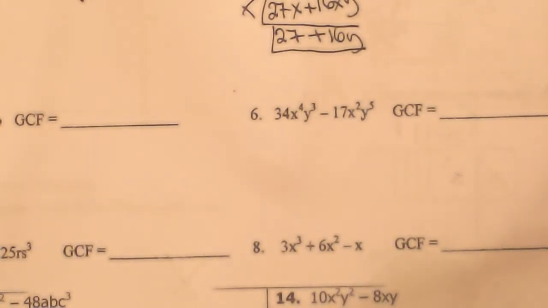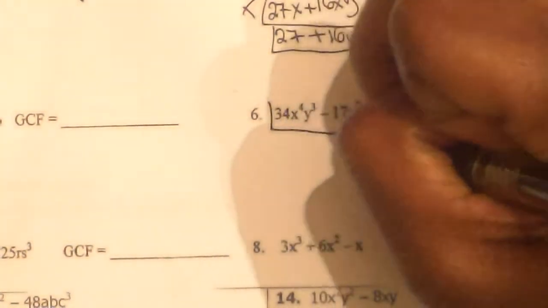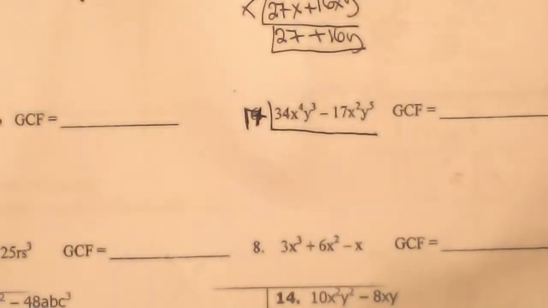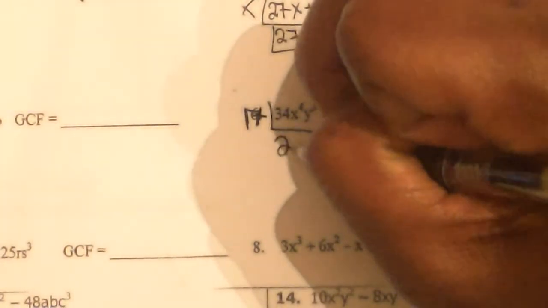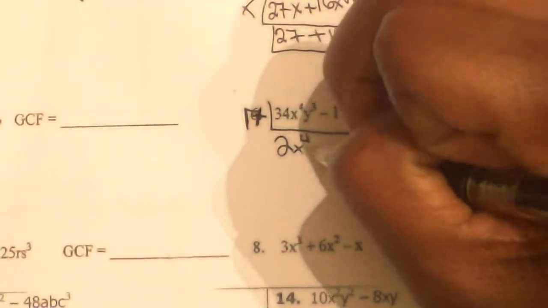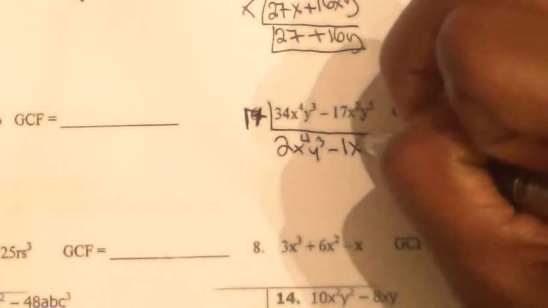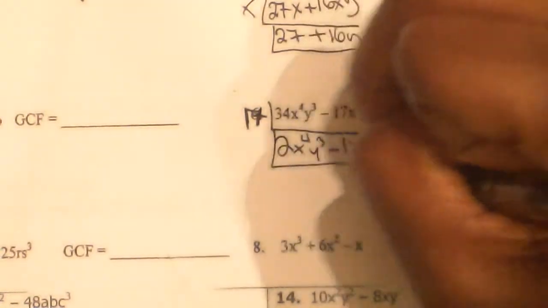And a coefficient that they both have in common, we could pull out a 17. I bet you some of y'all didn't notice that one. 34 divided by 17 is actually 2, x to the 4th y cubed. 17 divided by 17 is 1, x squared y to the 5th.